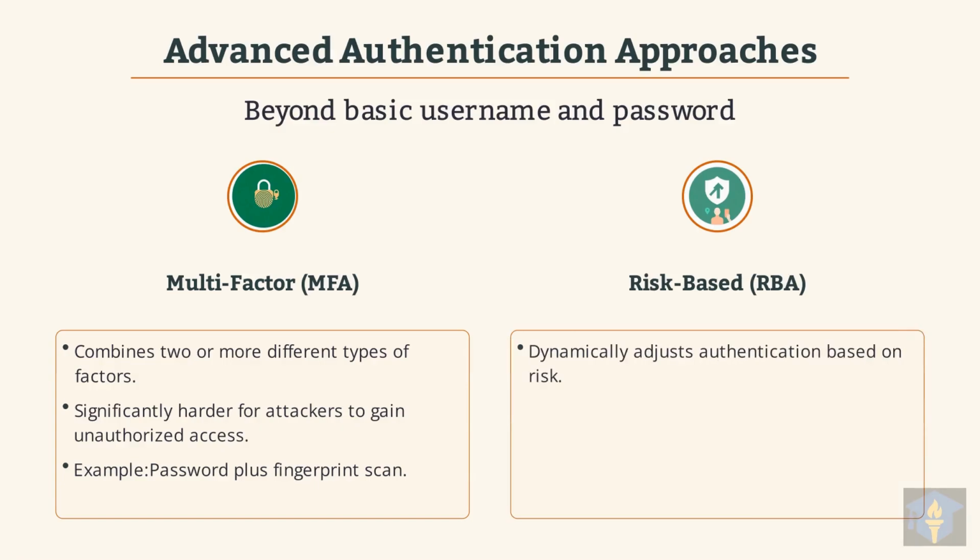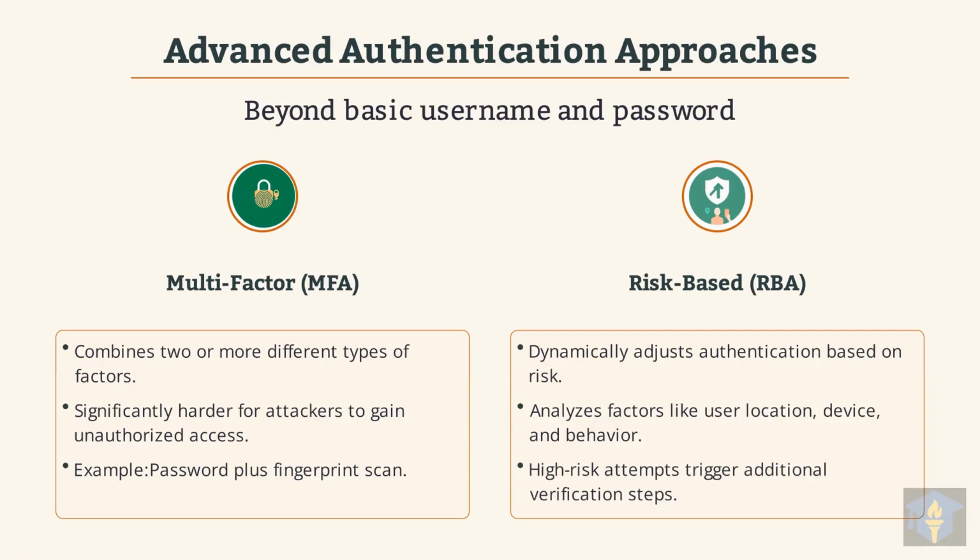This system dynamically adjusts the required authentication steps based on the assessed risk level. RBA analyzes factors such as user location, the device used, and typical user behavior patterns. If a high-risk attempt is detected, it triggers additional verification steps to confirm identity.